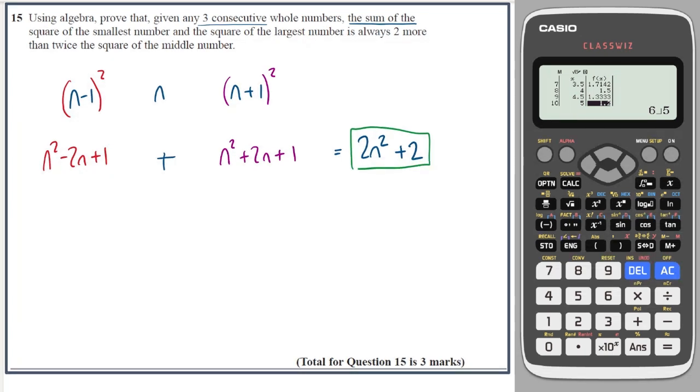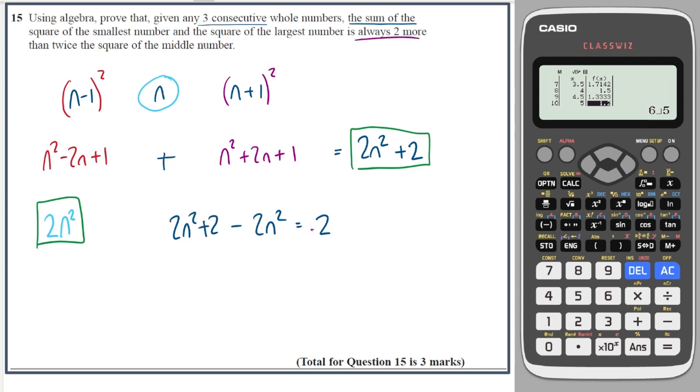Okay, and now let's take the middle number and let's square it, and then let's times it by 2, and then we can compare it with what we had before, and we can see there's a 2 difference there. So we can say that 2n squared plus 2 minus 2n squared is equal to 2, which proves that it is always 2 more than twice the middle number.